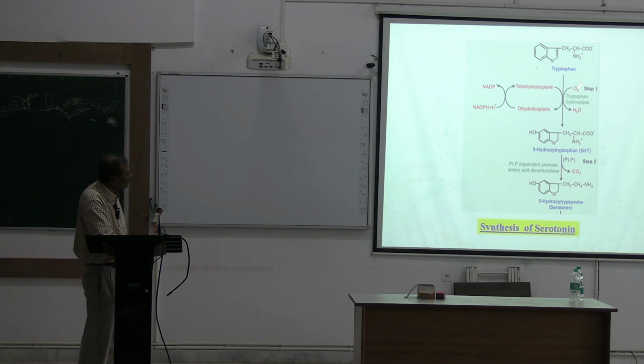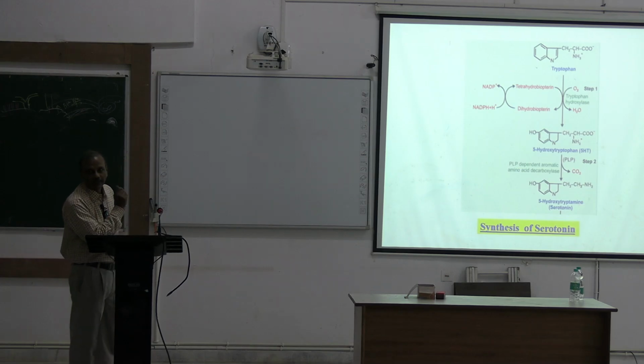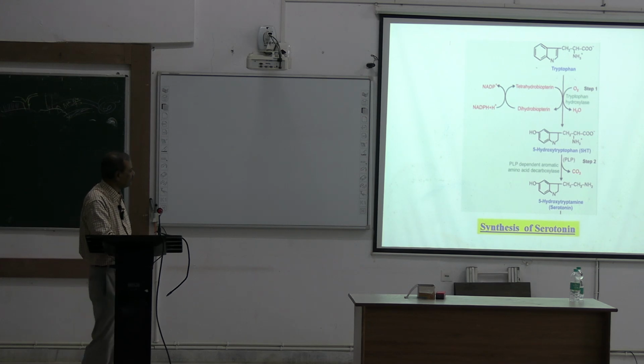Just remember that there, oxygen was required and water was produced; here also oxygen is required and water is produced. Now, that is a hydroxylation reaction, and then a decarboxylation reaction. This decarboxylation reaction produces 5-hydroxytryptamine, and that is basically serotonin. So, the first step is hydroxylation, the second step is decarboxylation, and that is the production of serotonin.